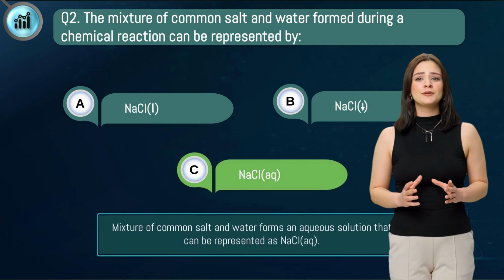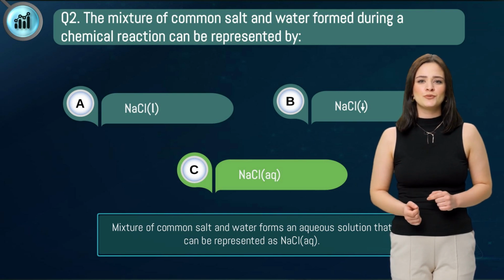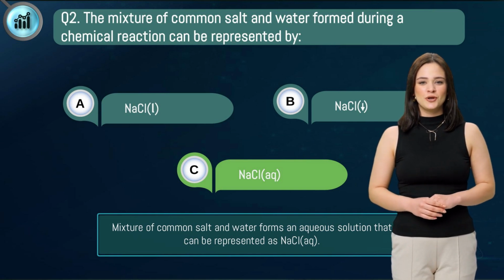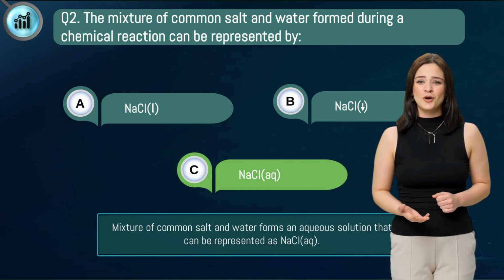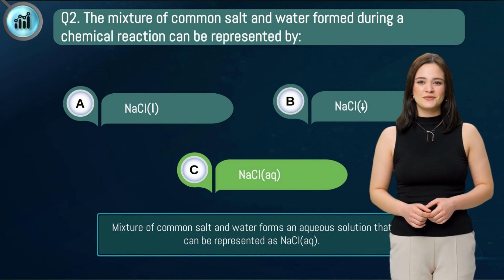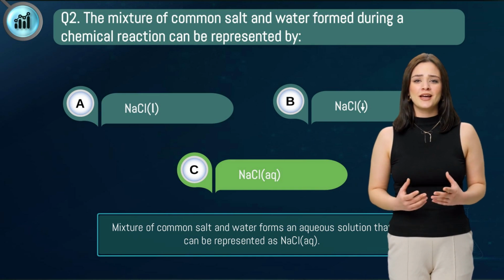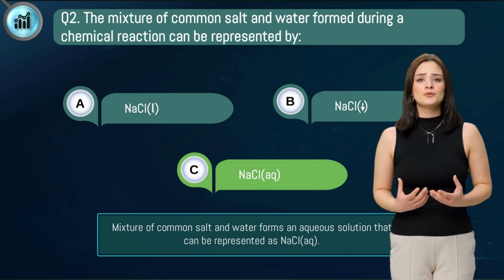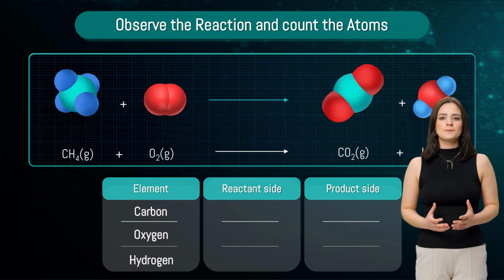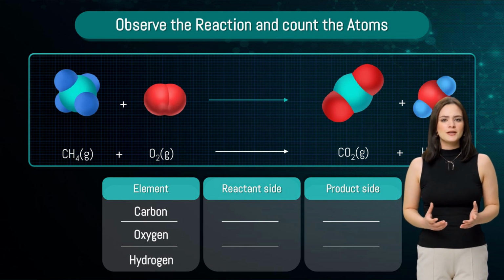The mixture of common salt and water forms an aqueous solution, represented as NaCl(aq). This indicates that salt is dissolved in water, creating a homogeneous mixture. In chemical terms, NaCl(aq) signifies the presence of sodium and chloride ions in water, essential for understanding reactions involving ionic compounds. In the reaction, methane, CH4, and oxygen, O2, are reactants, producing carbon dioxide, CO2, and water, H2O, as products.